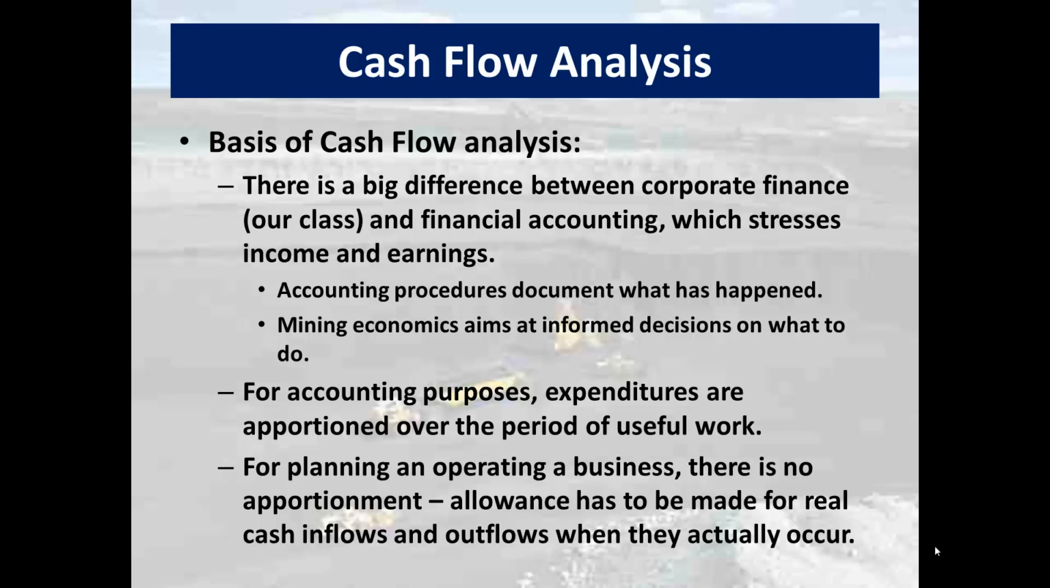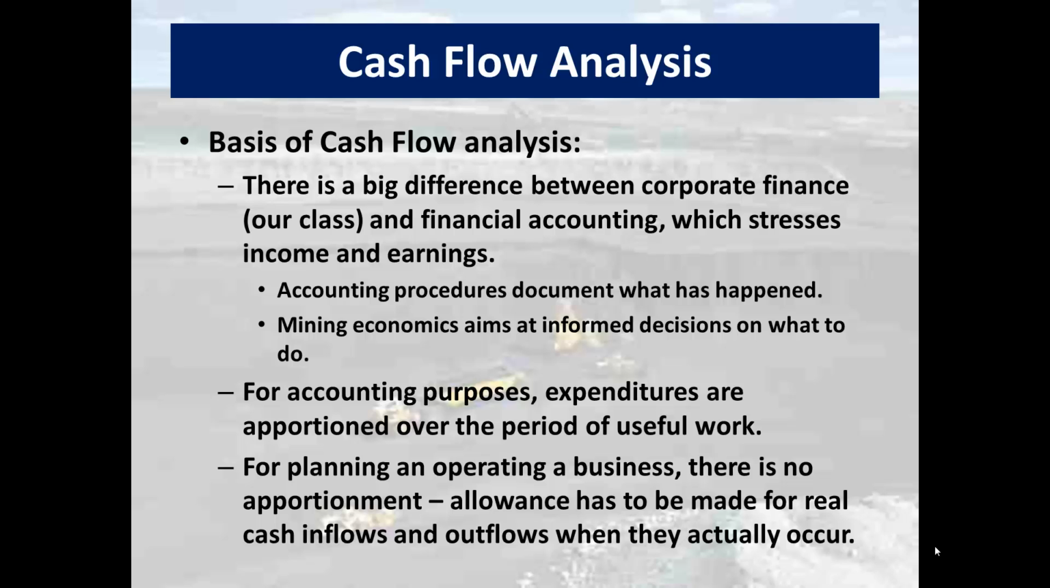Also for accounting, expenditures are apportioned over the period of useful work, like depreciation. In operating a business, we have to make allowance for cash flows when they actually happen. So even though in accounting you don't expense that piece of machinery that you purchased until you actually use it, when you're trying to make these decisions in economics, you have to look at the $600,000, for instance, that you spent for a dozer. You have to write that down now because that's a cash flow.